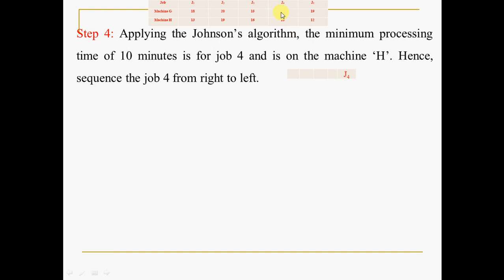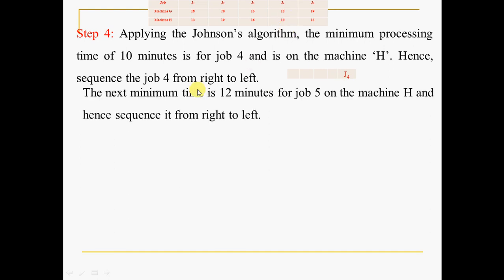Now J4 you have to cancel here. After cancellation of J4, let us see, the next minimum or least time is 12 minutes for job 5, this one. Again that corresponds to machine H, and hence sequence it from right to left only. J4 is already positioned, so J5 will come here. Now J4 and J5 have been cancelled, 3 jobs are there.